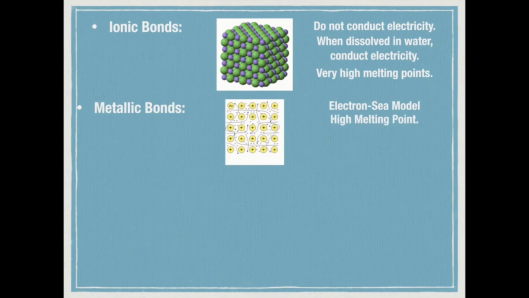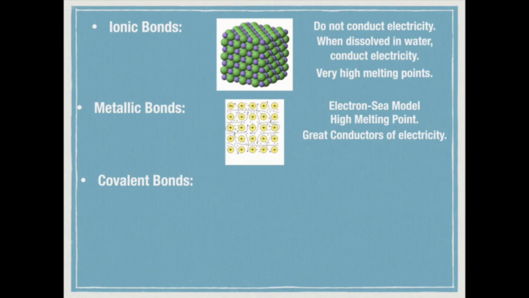Now let's look at some of the characteristics of metallic bonds. The first is that they have a high melting point, not as high as ionic bonds, but still a high melting point. It takes a good amount of heat to melt a metal. And they are great conductors of electricity when they're solids. And so that's how they're different from ionic bonds as well, because they're great at conducting electricity even when they are solids.